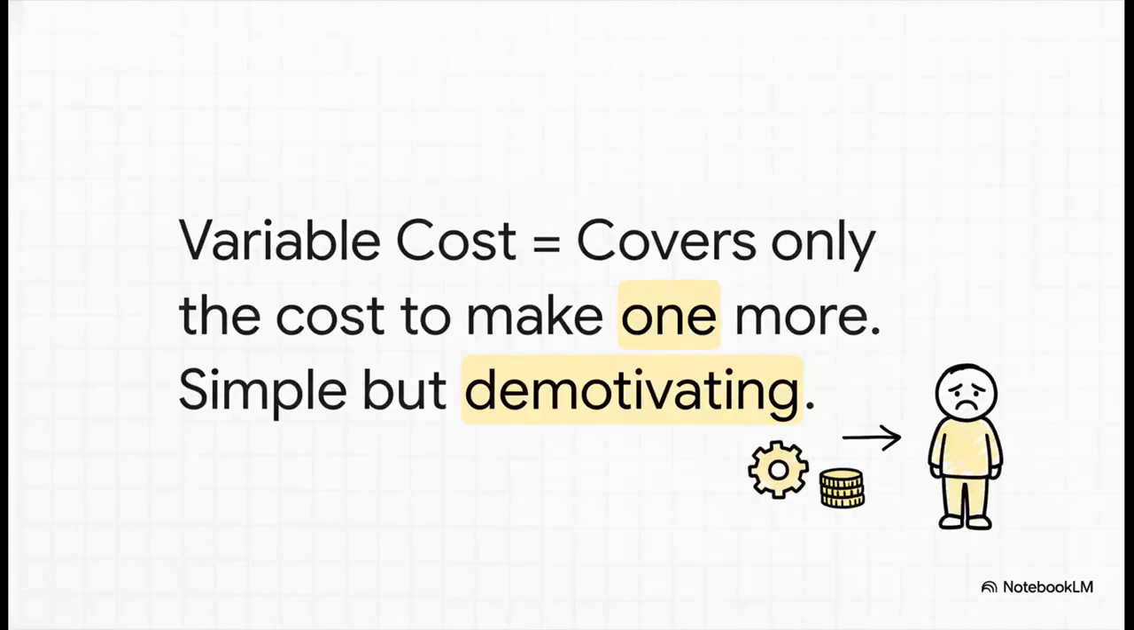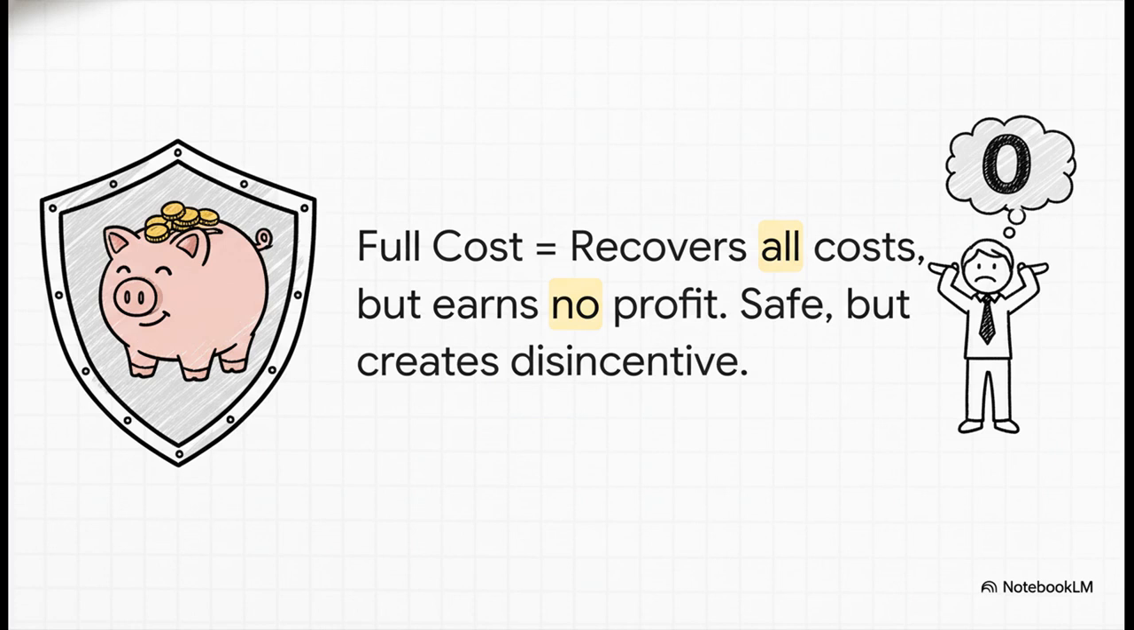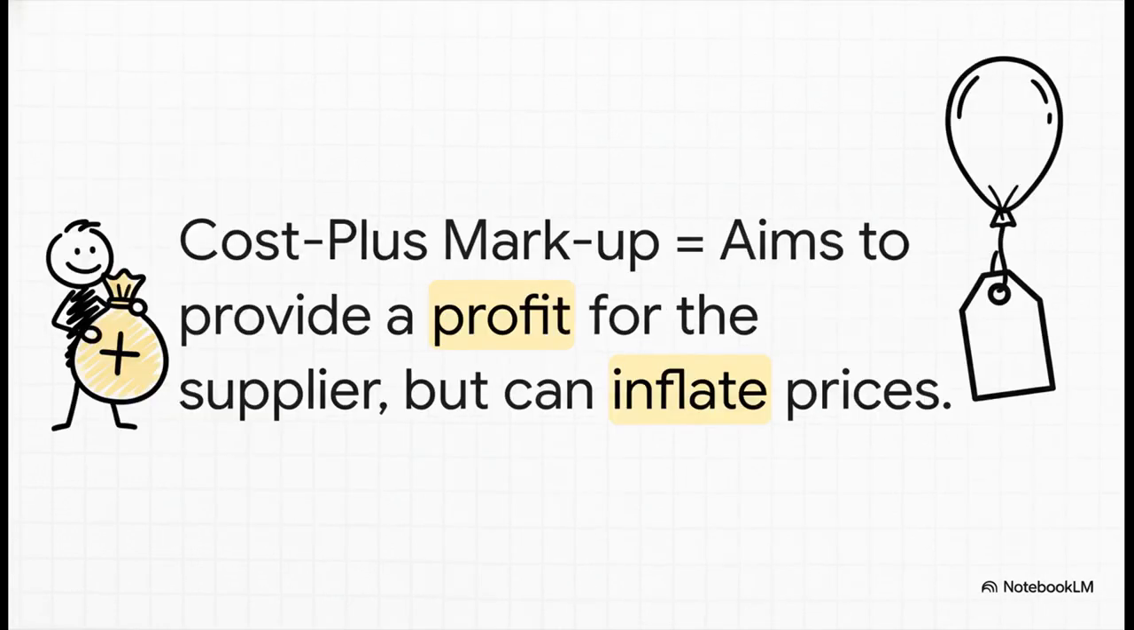All right, let's do a quick-fire recap. Variable cost. It only covers the cost to make one more unit. It's simple, but it really demotivates the supplier. Next up, full cost. This recovers all the costs, but there's no profit to be made. It's safe, but it creates a real disincentive to help out. And finally, cost plus markup. This adds a profit for the supplier. It's great for motivation, but it runs the risk of inflating internal prices and making the final product uncompetitive.